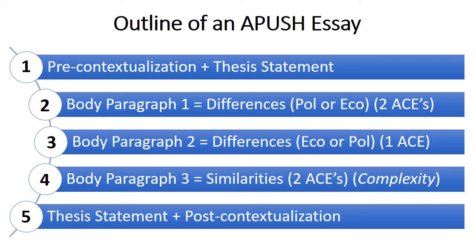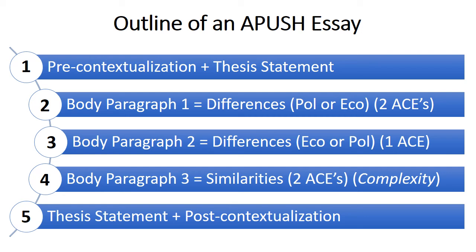Body paragraph 2 is going to be another paragraph on differences. It's going to be the opposite of paragraph number 1. You're going to have an economic or political, depending on what you chose in body paragraph 1. You only need 1 ace for this paragraph. Remember, it's not as strong a difference as the other category.